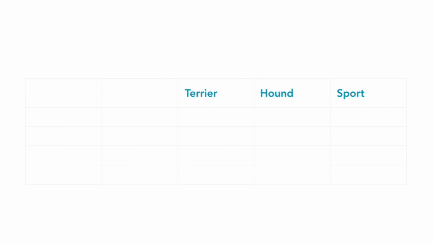The first predictor you look at is hair length. The machine learning algorithm can check the probability of a dog with this hair length, belonging to any of the 3 classes. It finds that a dog with this hair length has a 40% chance of being a terrier, a 10% chance of being a hound, and a 50% chance that it's a sport dog.